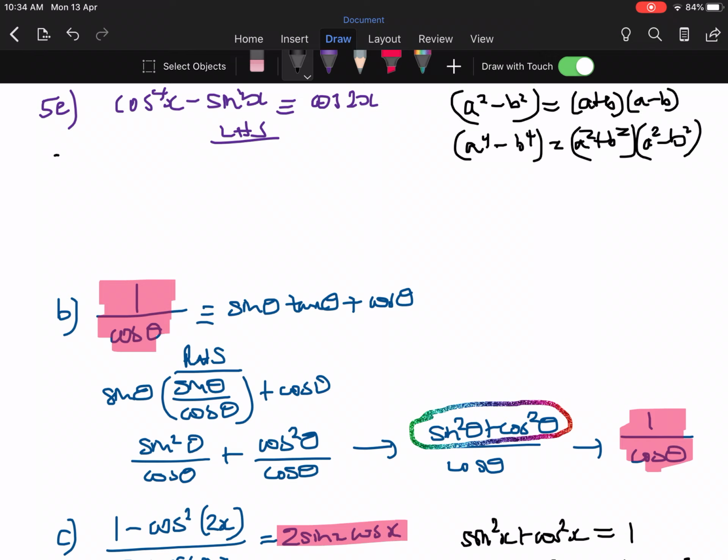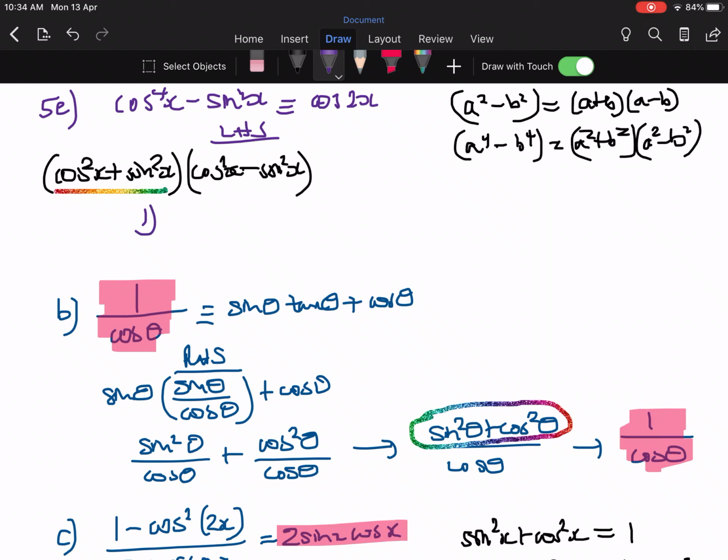So what I can write here is cos squared x plus sine squared x, bracket, cos squared x minus sine squared x. And then we know from our very basic trig identity that cos squared x plus sine squared x is equal to 1. And we also know that our double angle rule says that cos squared x minus sine squared x is equal to cos 2x. Therefore, 1 times cos 2x is cos 2x.